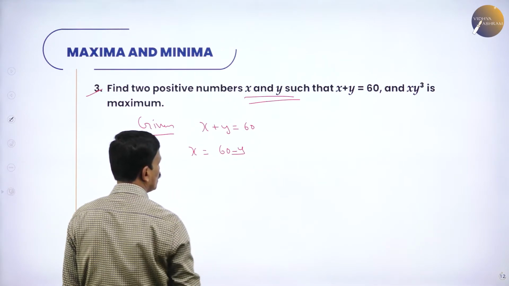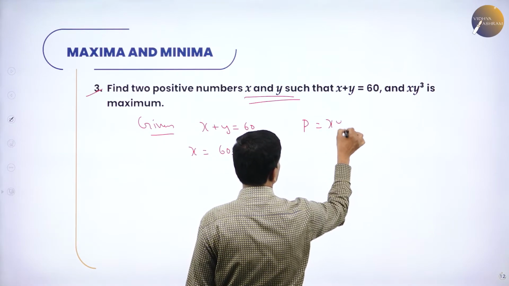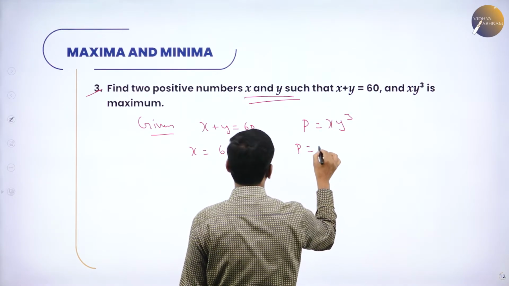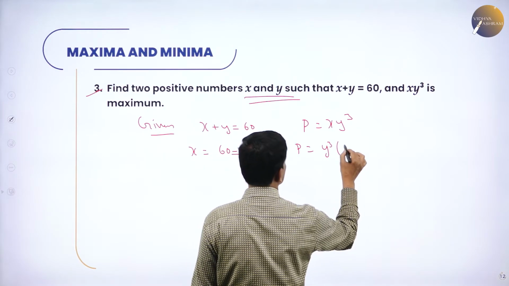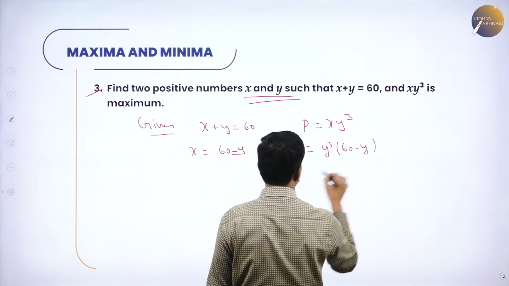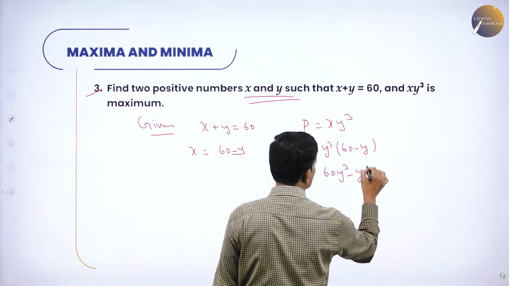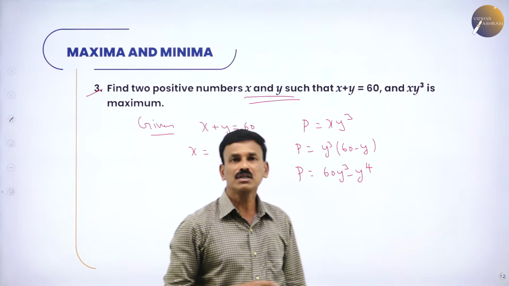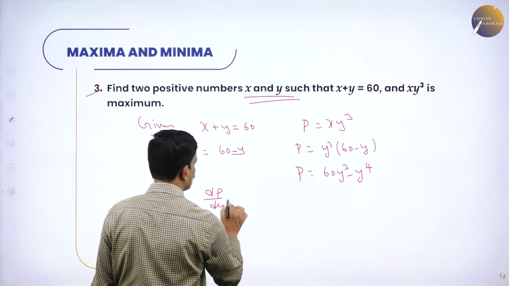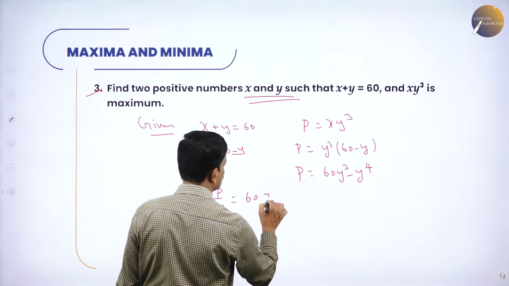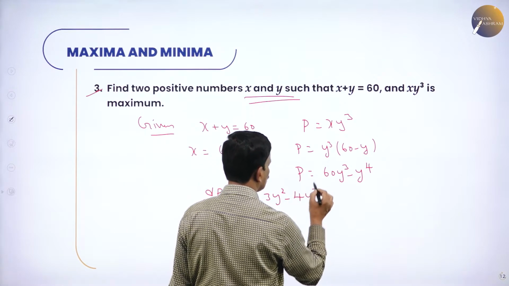x is equal to 60 minus y. Now what is given? Let us consider P is equal to x y cube. Substitute the value of x, that is 60 minus y. So therefore this can be written as 60 y cube minus y to the power of 4. Now differentiate with respect to y. dP by dy is equal to 60 into 3y square minus 4y cube.